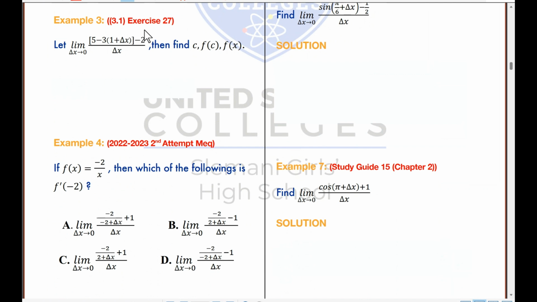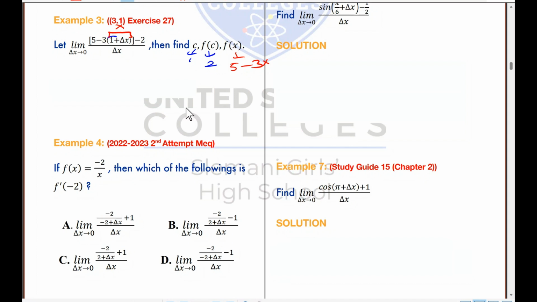Next one, another exercise question. The one that's added to delta x is c, which is 1. And the one that's subtracted at the top is f of c, which is 2. So the first expression, when you consider number plus delta x as x, is f of x. So what do I have here in the first expression? 5 minus 3x is the function. Okay, I am done with identifying c, f of c, and f of x.